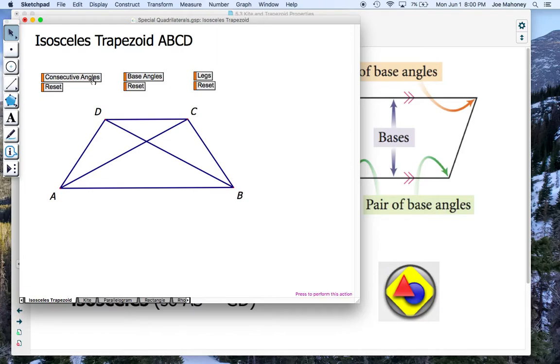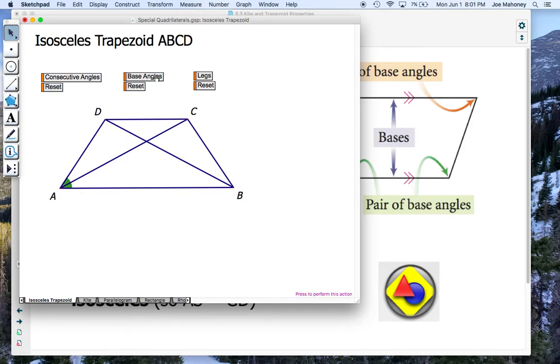We'll reset and we'll watch it one more time. Watch those consecutive angles. So consecutive angles are the angles that are not the base angles. It's adjacent angles that are opposite the parallel sides. What did you notice about them? Did you notice that they were supplementary? Oh yeah, they added up to 180 degrees. Pretty neat.